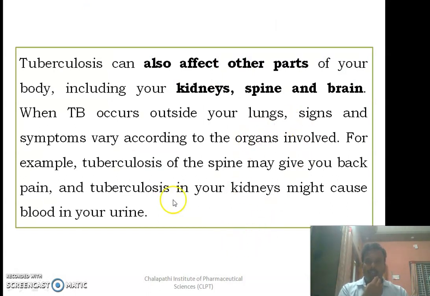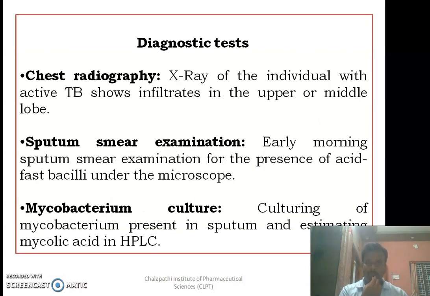And sometimes tuberculosis will also affect other parts, as we discussed earlier. It will affect the kidney, spine, brain, even the intestine. If it affects the intestine, we call it intestinal tuberculosis. If it affects the brain, we call it meningeal tuberculosis. It may also affect the spine, resulting in spinal tuberculosis. And if it affects the bones, we call it bony tuberculosis.